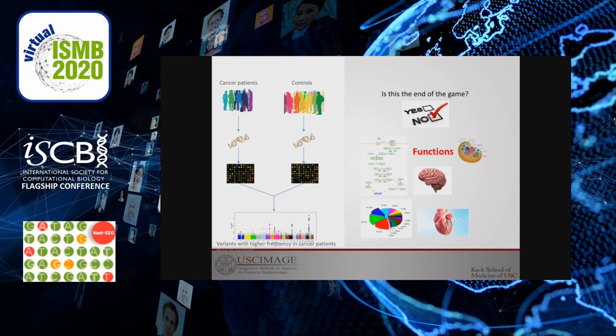This diagram shows association study in cancer research, which tries to see whether there is any variance with higher frequency in cancer patients than the control group. If you are lucky, you may see this beautiful Manhattan plot. But the question is, is this the end of the game? The answer is no. Getting a list of variants is only the beginning.